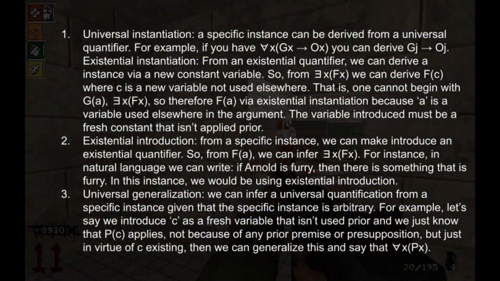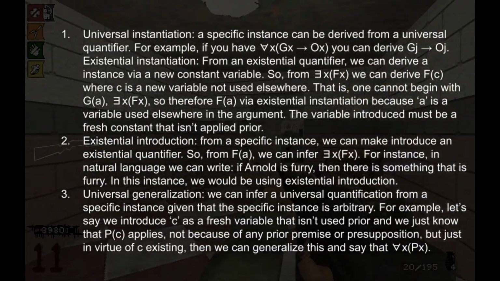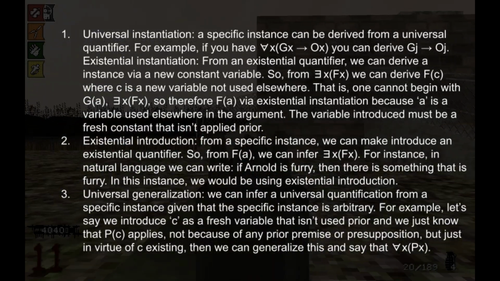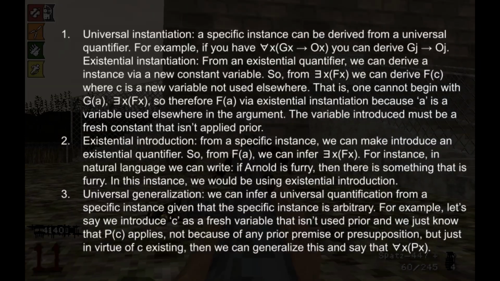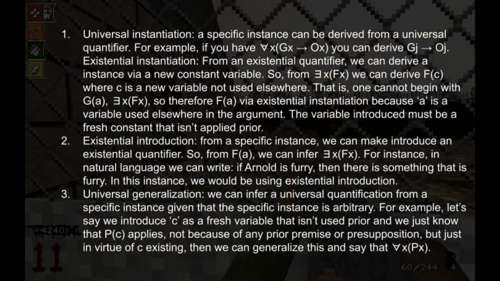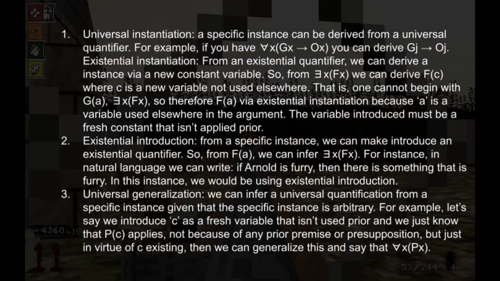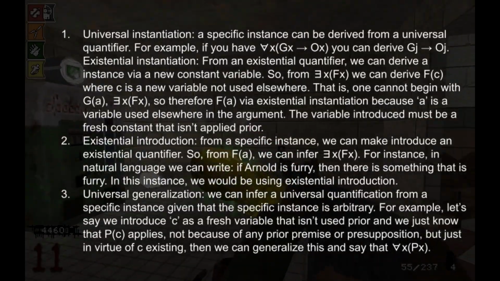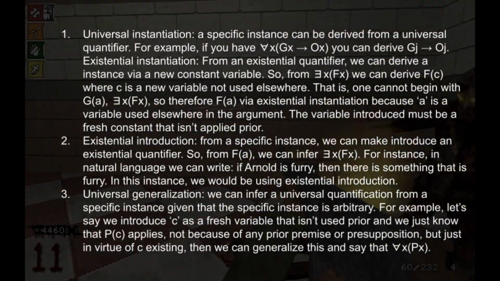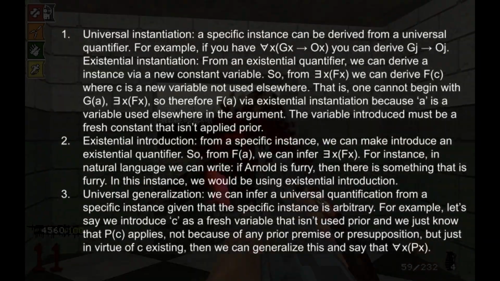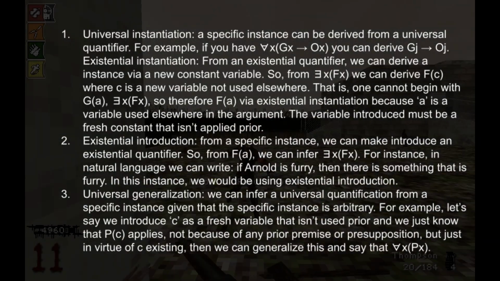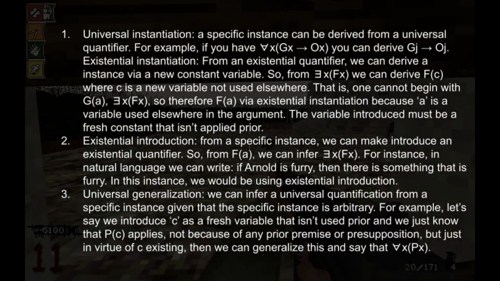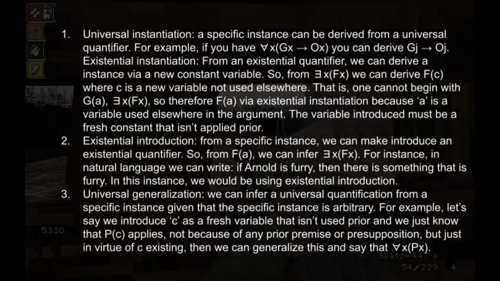So universal instantiation is going to involve predicates basically. Let's give a concrete example. Let's say you have for all x, G(x) entails O(x). Now from this you can derive G(j) entails O(j). Let's say we define G as God and O as omnipotent, and then we define the constant j as Jesus. Then what you're basically saying is that anything which is God is omnipotent. So if Jesus is God, he is omnipotent. So this is going to be a valid deduction. Basically, if you have a universal quantifier, you can just insert any individual there.